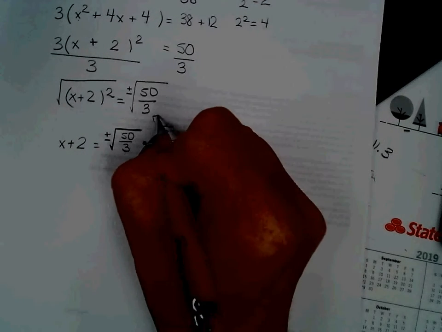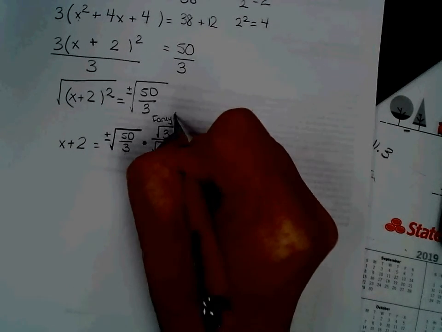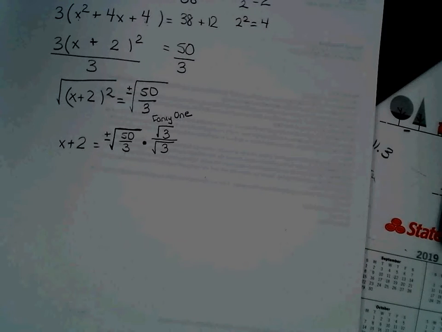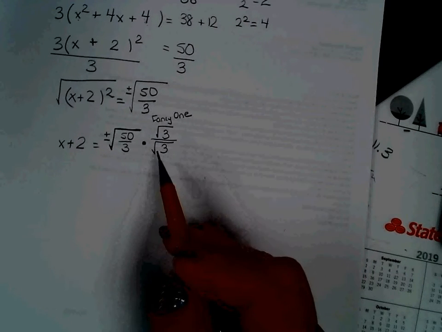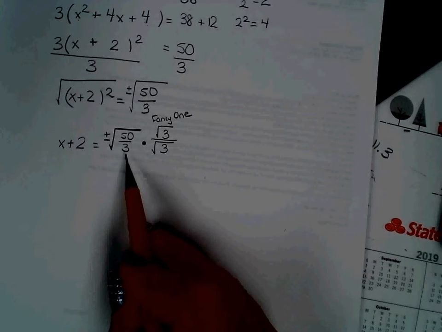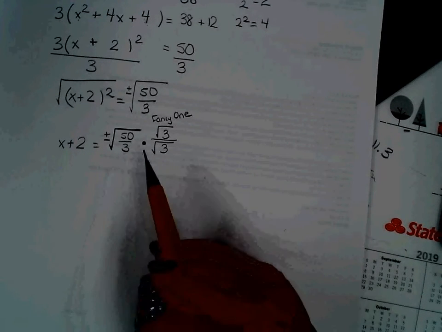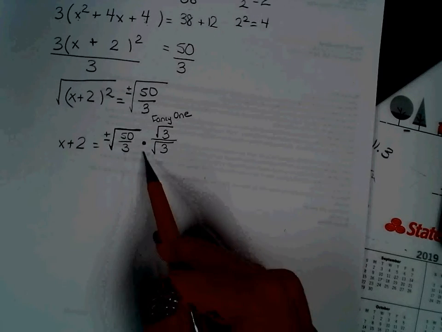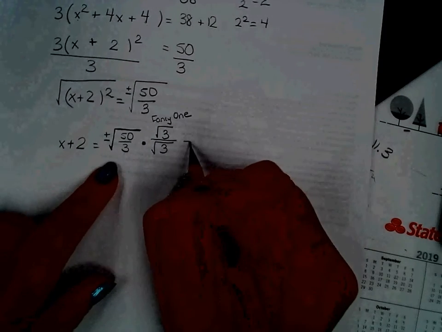This is what my niece calls a fancy 1. You have already used a fancy 1 in this chapter when you did imaginary numbers. This is a fancy 1. We cannot have i's in the denominator. We also can't have square roots in the denominator. So I multiply by a fancy 1 of the denominator. Now let's see what happens.